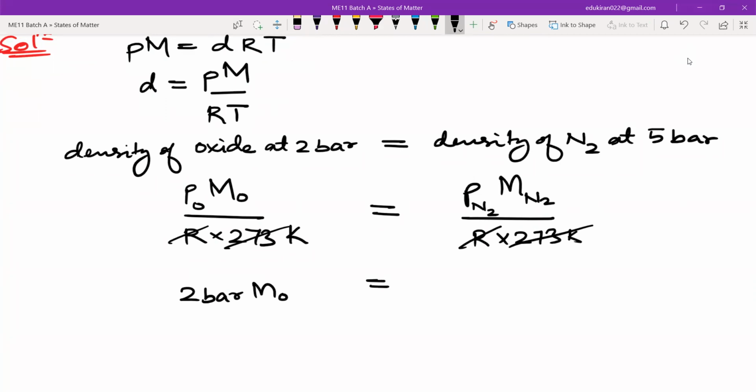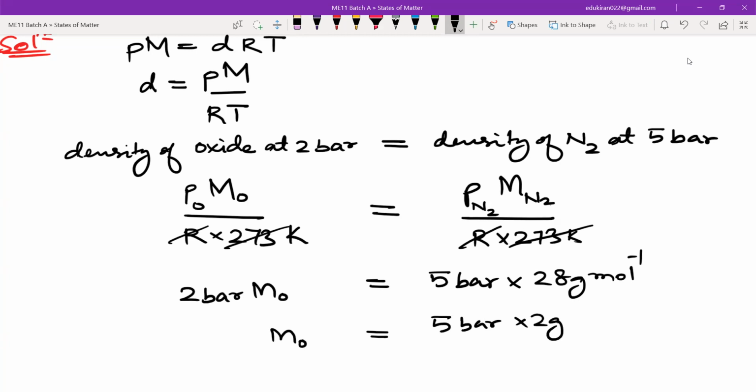And after that, you will have pressure of N2, which is given as 5 bar. And what is the molecular mass of N2? Is it 14 or 28? It is 28, because it is N2. 28 grams per mole. Now from here you can write molecular mass of oxide will be equal to 5 bar into 28 grams per mole, divided by 2 bar. So bar and bar will cancel out each other. Then you will solve this and tell me the answer. What is the molecular mass of the oxide?